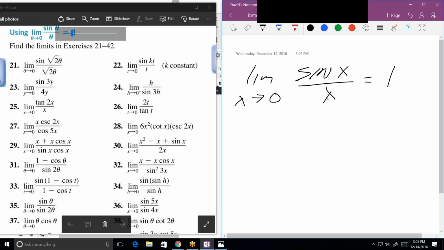Do you know how to take the derivative? Have you had first derivatives yet? You haven't, have you? No, I haven't. Well, then just memorize this. If you memorize this, it'll satisfy a lot of these questions.